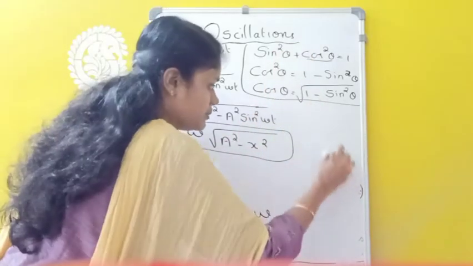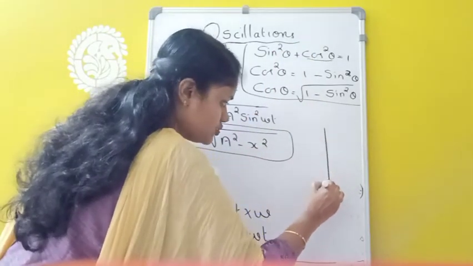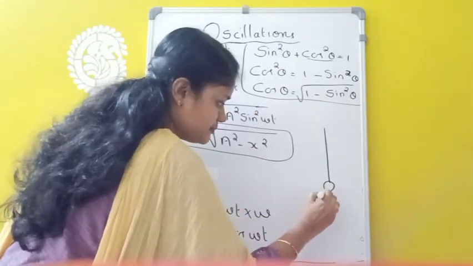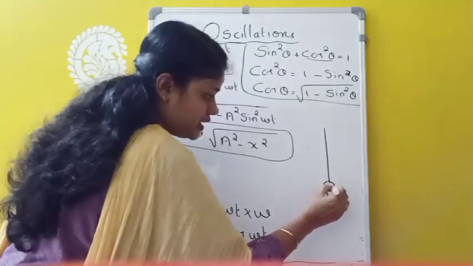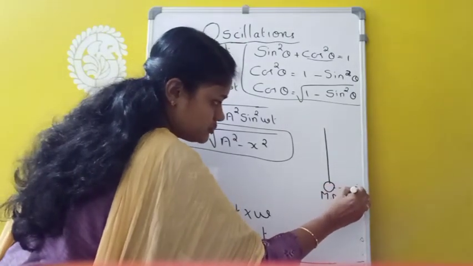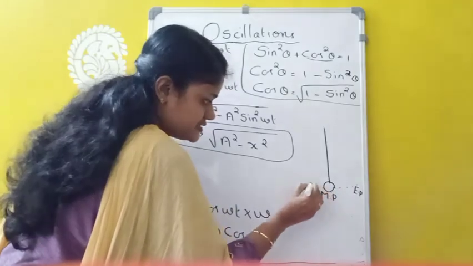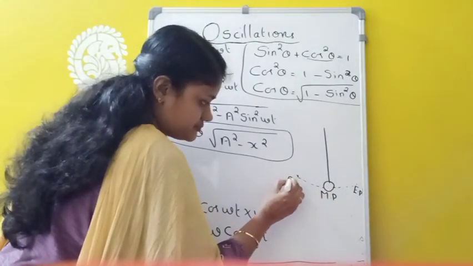Now suppose one particle is executing simple harmonic motion, and this is the mean position, and this is the extreme position, and this is another extreme position.